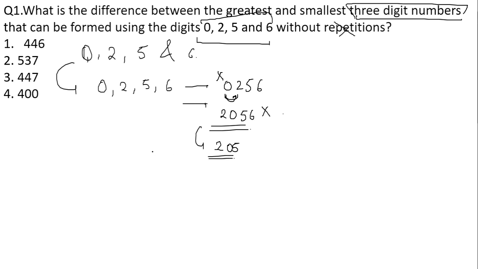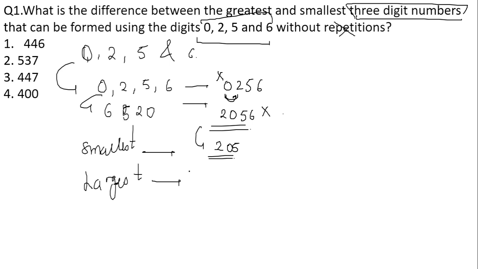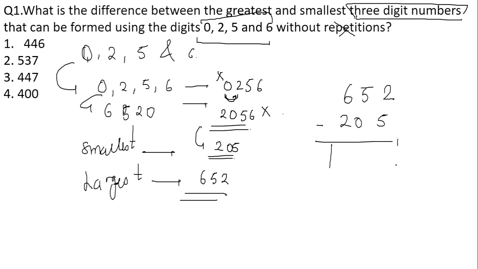Okay, at the same time, this became the smallest. Now for the largest 3-digit number, again you can arrange the given digits in the descending order, 6520. So 652 is going to be your largest number over here, because they have asked us only 3-digit. So we have to take the difference of both, that is 652 minus 205. If you do this, your answer is going to be 447.